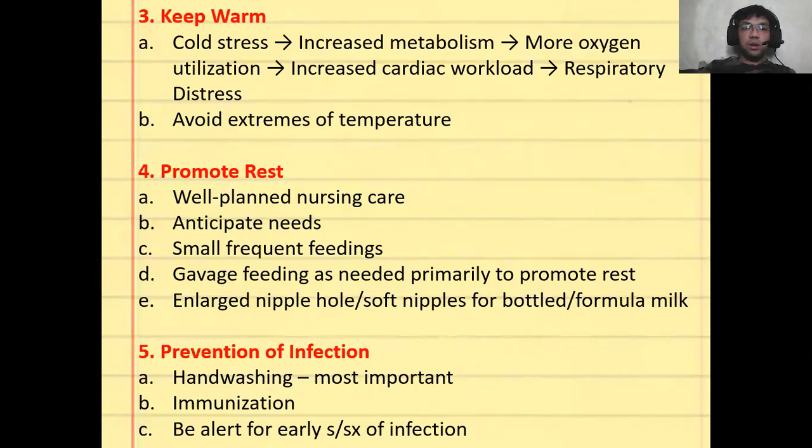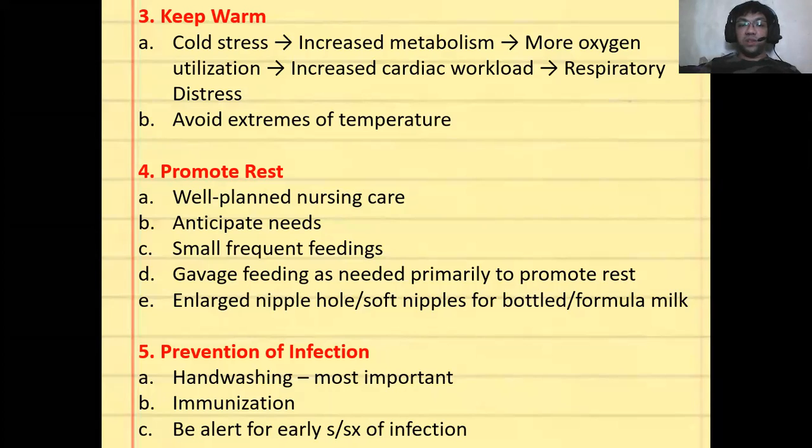Next, number 3, we need to keep the patient warm. Because cold stress, remember, when we are cold, our body is going to shiver. That will create increased metabolism inside our body. Therefore, more oxygen will be needed because of the shivering that we are experiencing, which will further increase the cardiac workload, causing respiratory distress to occur. So avoid extremes of temperature, most especially cold temperature.